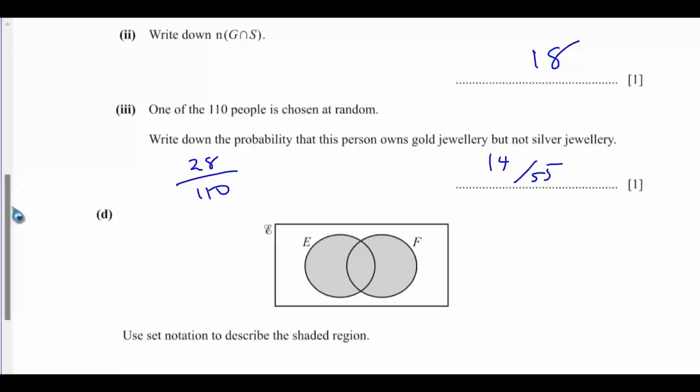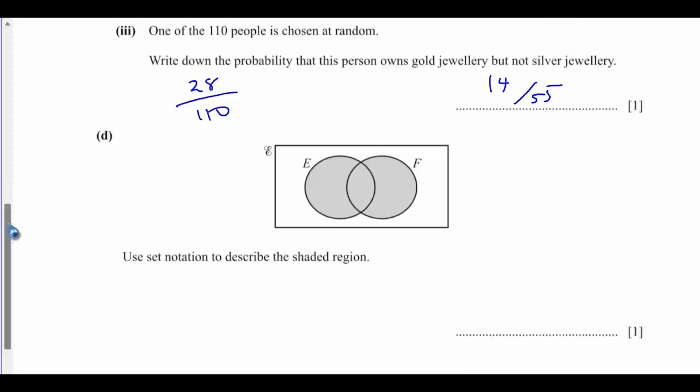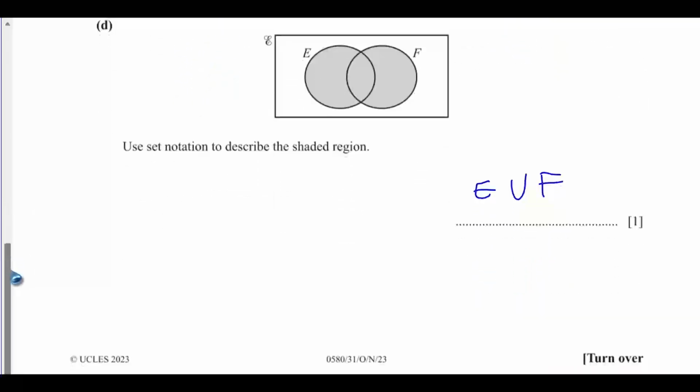So part D, use set notation to describe the shaded region. That will be E union F, the combination of the two sets. Okay, so we can go to the next question now.